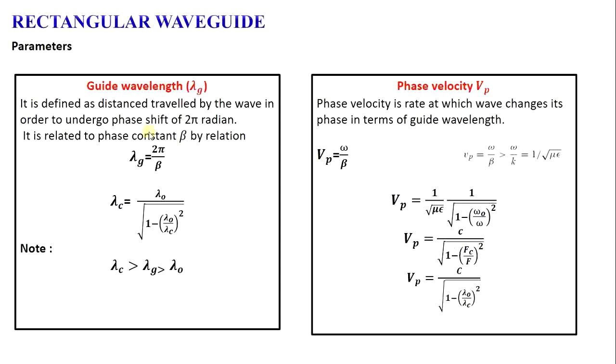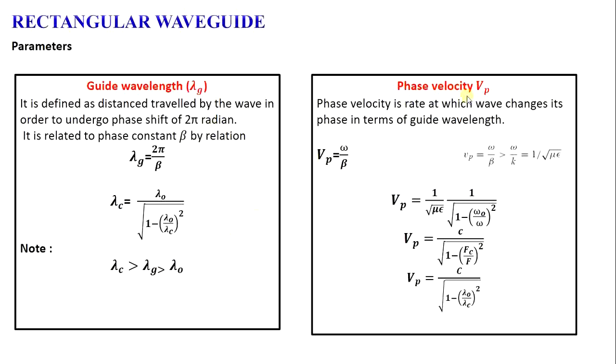Third parameter is the guide wavelength, which is denoted with lambda g. It is defined as the distance travelled by the wave in order to undergo the phase shift of 2 pi radian, and it is related to phase constant beta by a relation, that is lambda g equal to 2 pi by beta. So lambda g is equal to lambda naught divided by under root of 1 minus (lambda naught by lambda c) whole bracket square. Here remember that lambda c is always greater than lambda g, which is always greater than lambda naught.